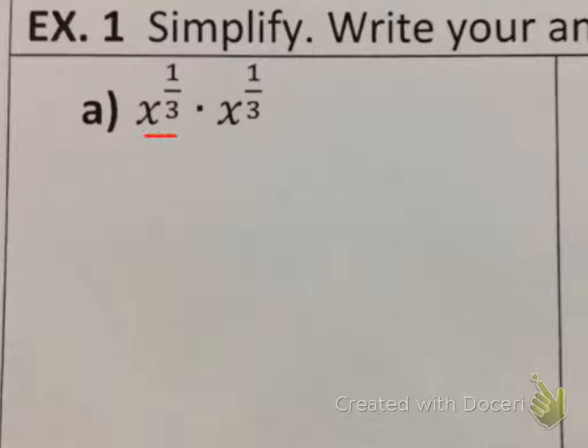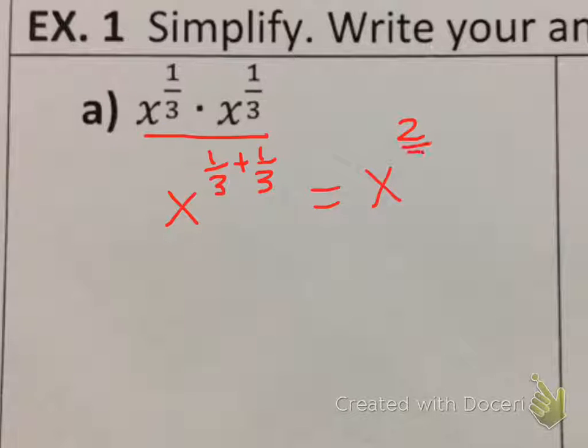So this is a product rule right here because we have a power on a variable times a power on the variable with the same base. So we're still going to use that product rule where we do the base and then we just add those powers together. So we'll have x to the 1/3 plus the 1/3, which equals x to the 2/3 power for our solution.